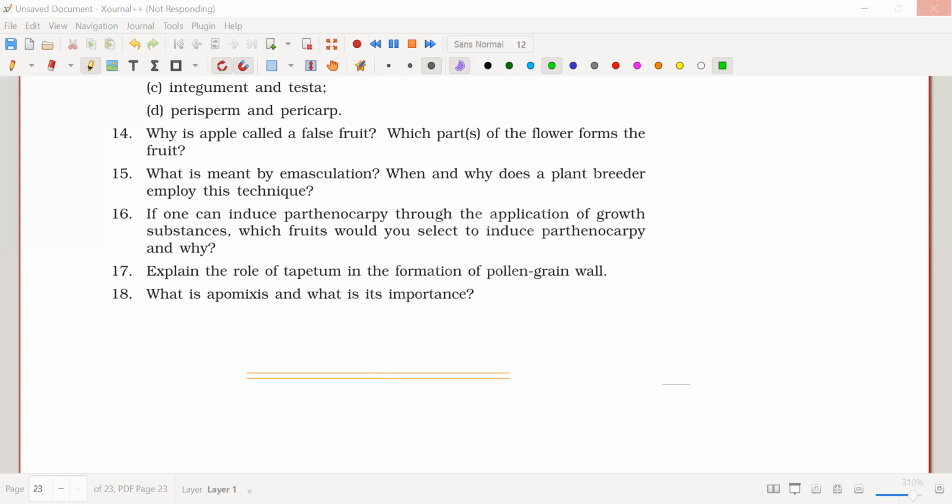Leydig cells synthesize and secrete testicular hormones called androgens. Other immunologically competent cells are also present. What is the use of Leydig cells? They synthesize and secrete the testicular hormone androgen. Leydig cells are the ones which produce this testicular hormone called androgen.